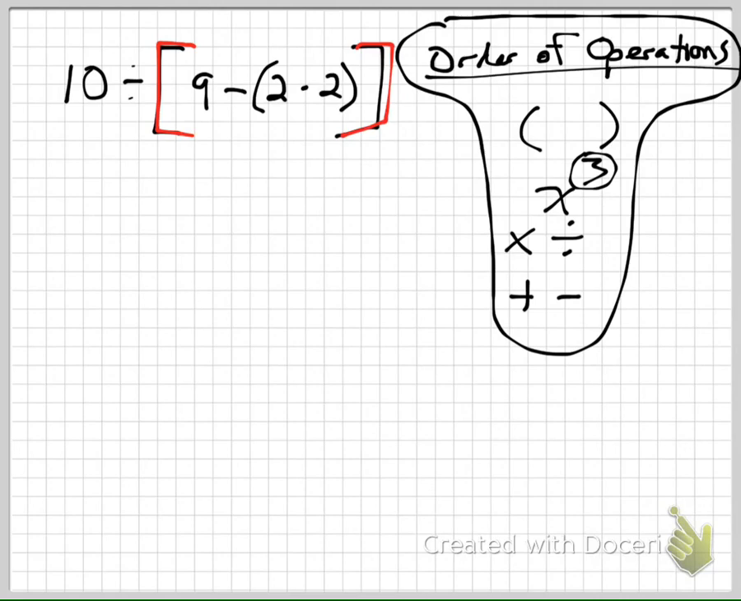I see parentheses. Oh, so then we go over here and go, okay, we have to do that first. What is 2 times 2? 4. Put in parentheses, 9 minus 4. It's still in brackets. Do you see what I'm talking about? Okay. And then you bring out 10 divided by.